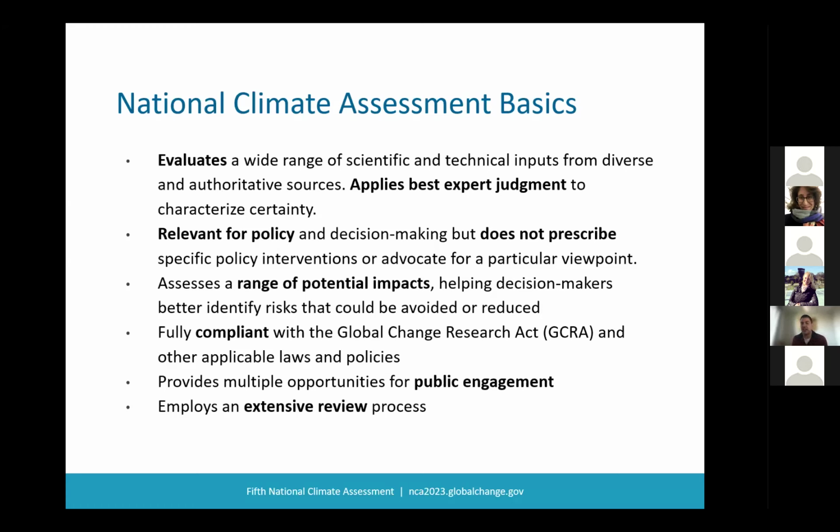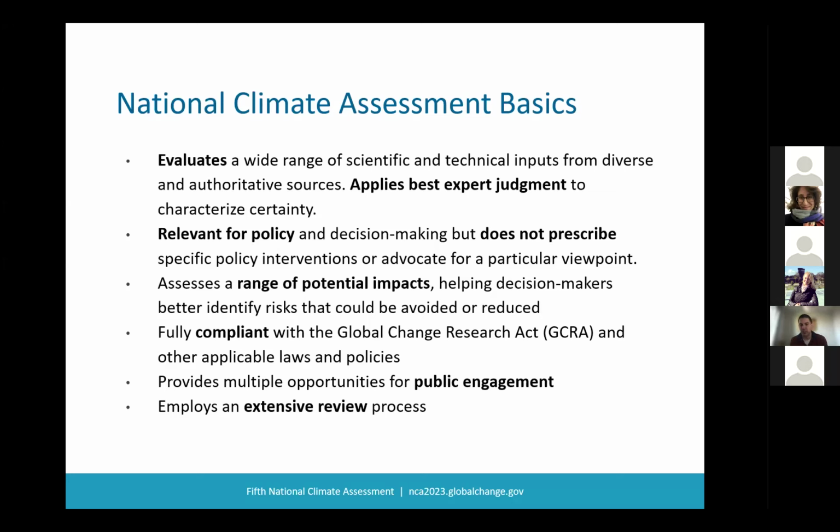The NCA is designed to be policy relevant. Authors distill their findings into accessible language framed around risks to people and important resources. That said, the report is strictly not policy prescriptive and does not advocate for particular viewpoints or policy measures. The NCA uses a range of future projections to help decision makers understand the full extent of possible risks that can be avoided or reduced under different scenarios, and leaves it up to the decision maker to ultimately determine their risk threshold. The assessment is compliant with all applicable federal laws and policies, including the Global Change Research Act, as well as other laws that govern things like environmental quality, accessibility, and transparency.